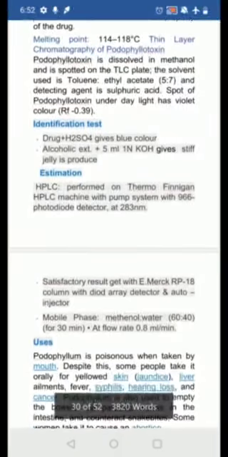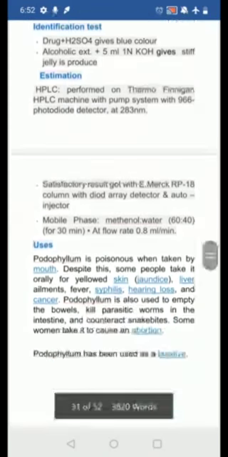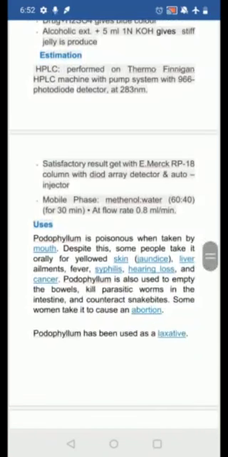When coming to the estimation, you can go with HPLC or any of the other methods. We are going to go with HPLC. In this we are going to use the detector at 283 nanometer. When coming to the mobile phase, here we are going to use methanol and water in the ratio of 6:4.